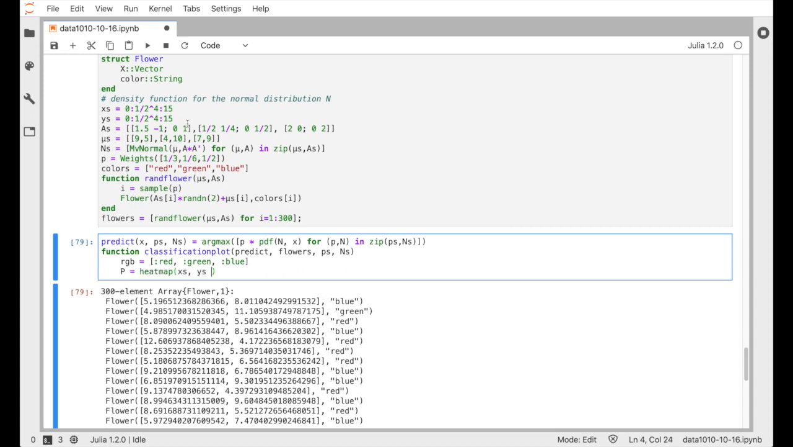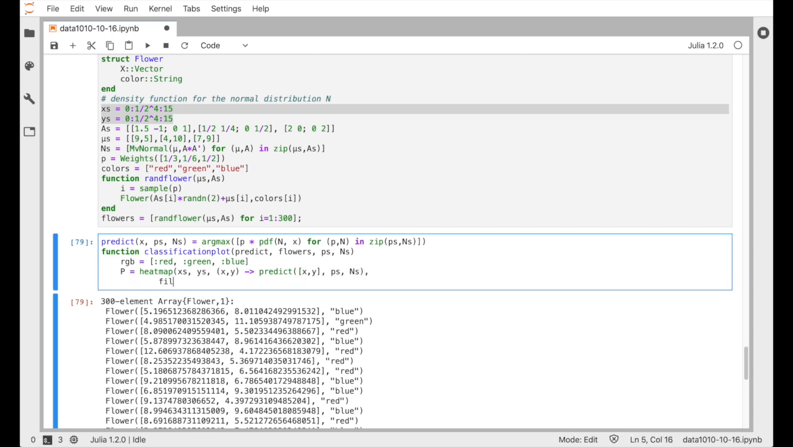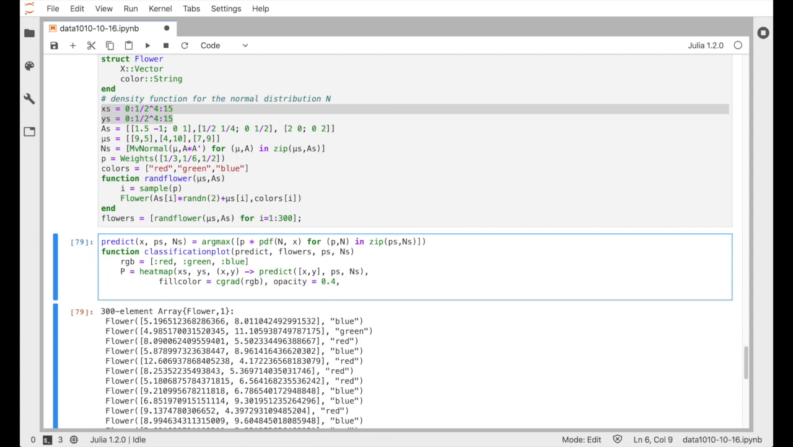We have our x's and y's that were already declared up here for our plotting purposes. And then the function we're going to plot maps each x comma y compared to the prediction at that particular x comma y value. And then we'll use a color, which is a color gradient built out of our three colors we want to plot with. We'll adjust our opacity, aspect ratio of the plot, take the legend out of it, and make it square, let's say 400 by 400.